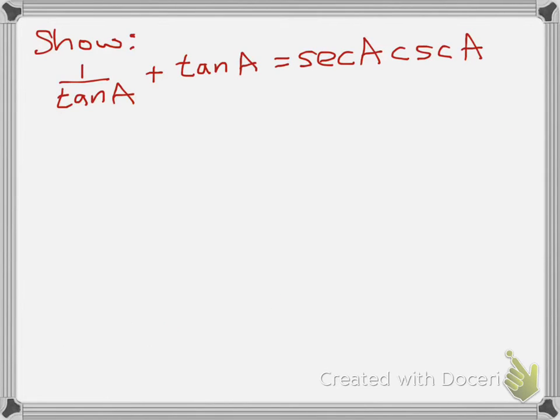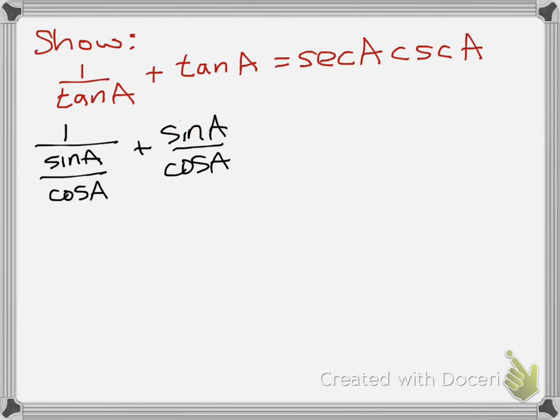Okay, the next problem: show that 1 over tangent A plus tangent A is equal to secant A cosecant A. With this one, you may be tempted to square things, but the smarter or easier way to do it is to just rewrite tangent in terms of sine and cosine. So we're going to write it as 1 over sine over cosine, and then plus sine over cosine.